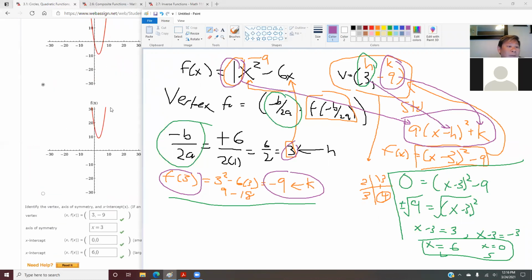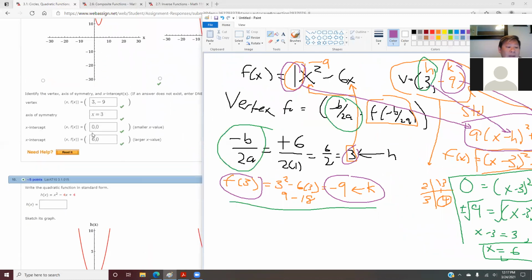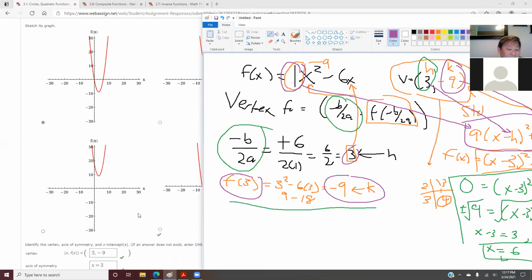Now, because our graph is this, sometimes you can look at it and tell the x-intercept. It intercepts what values? 0 and 6. So that's why your answer is 0 and 6. Sometimes you can eyeball it from the graph, and you do not need to work this out. So it's 0 and 6.